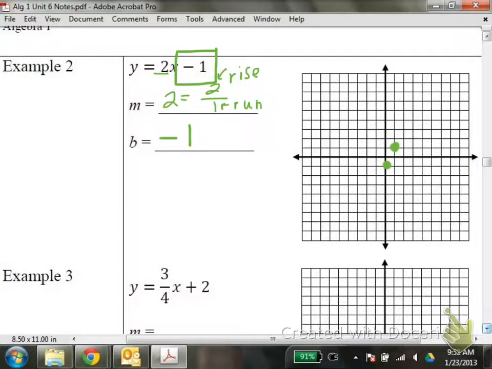2 points is enough to draw a line, so you can go ahead and draw your arrow through those 2 points. That's not a very straight line, but you get the idea. There. Better. Okay? And that's it.